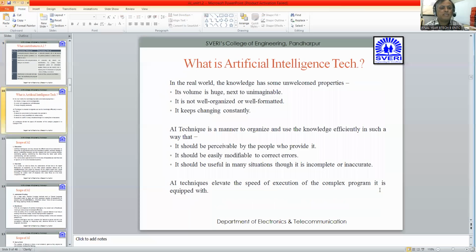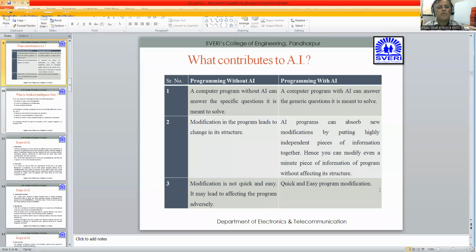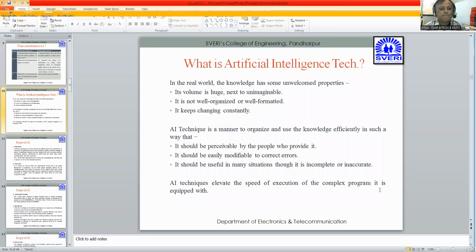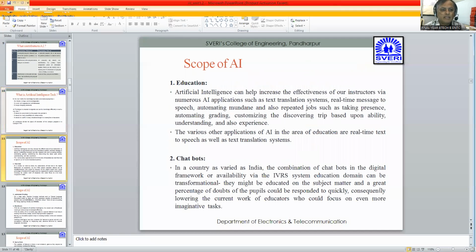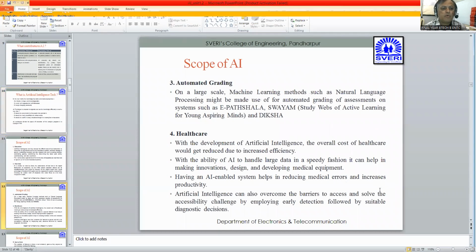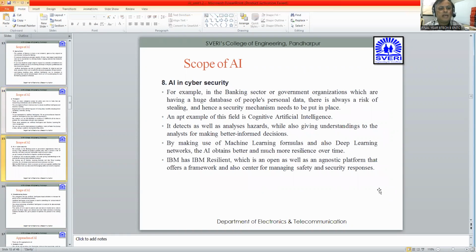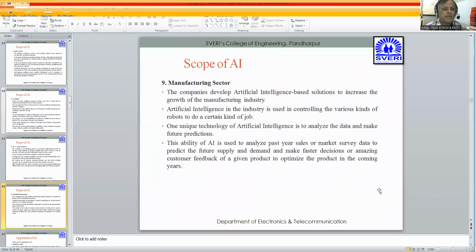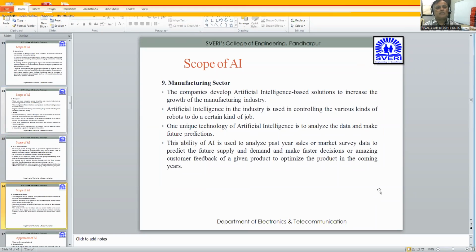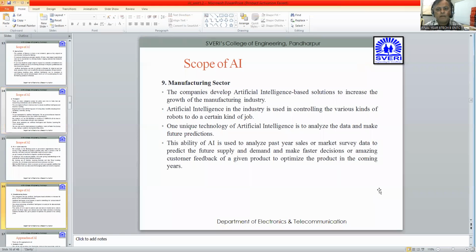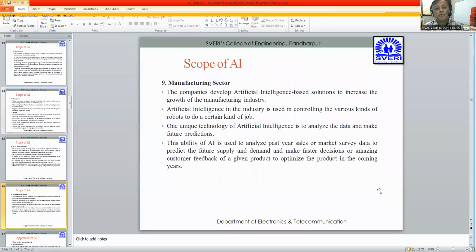If you could just revise it: this is programming without AI and programming with AI. Then the techniques of AI. Then we have the scope of AI: education, chatbots, automated grading, healthcare, agriculture, transport, home, AI in cybersecurity, and then the manufacturing sector. So these are the scopes of AI that we have seen. In the first unit, the first point we are dealing with, all this will be included in the overview of artificial intelligence. So we will stop here.